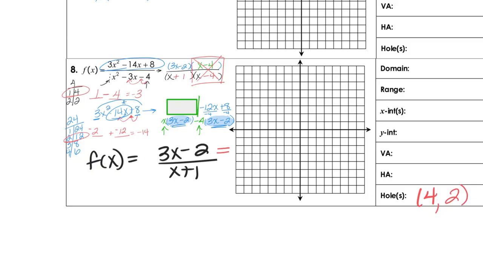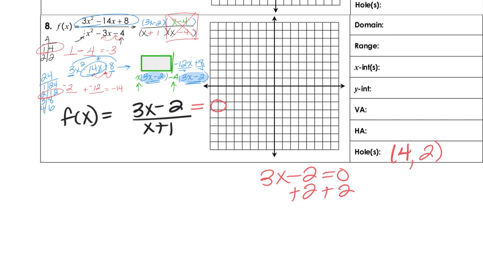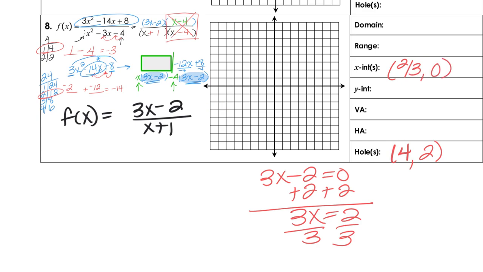Looking at these, this is allowed to be 0. So if I look for my x-intercepts, I add 2 to both sides. I get 3x is equal to 2. Divide both sides by 3. I have an x-intercept at 2/3, 0.